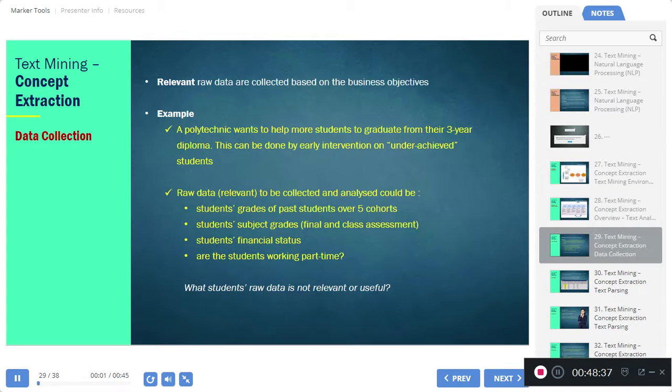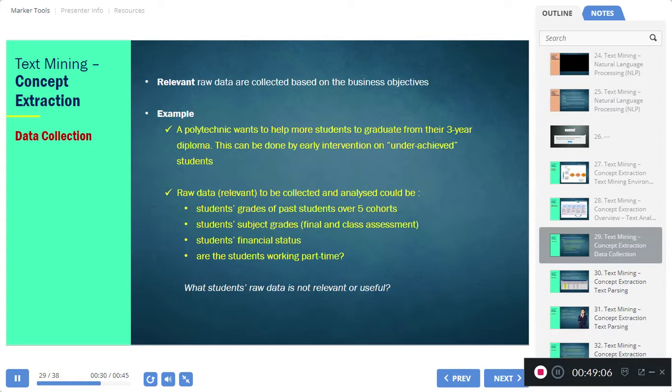Data collection. Relevant raw data are collected based on the business objectives. Example. A Polytechnic wants to help more students to graduate from their 3-year diploma. This can be done by early intervention on underachieved students. Raw data, relevant, to be collected and analyzed could be students' grades of past students over 5 cohorts.